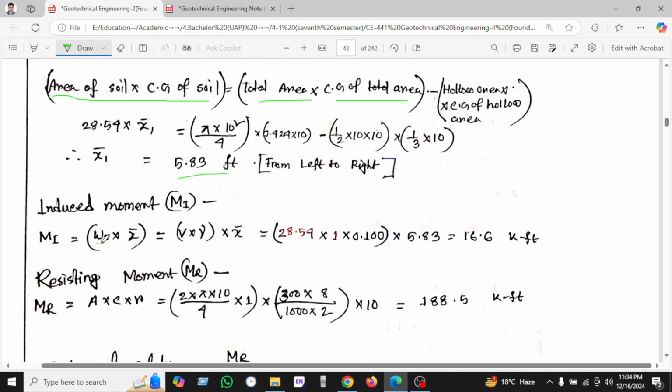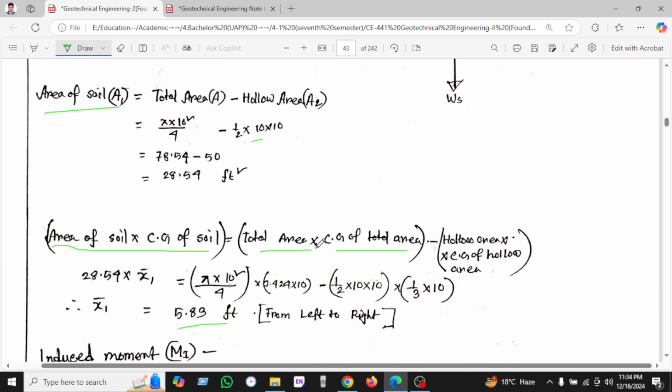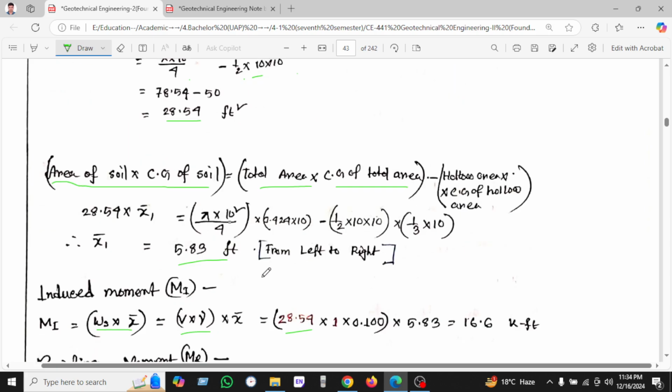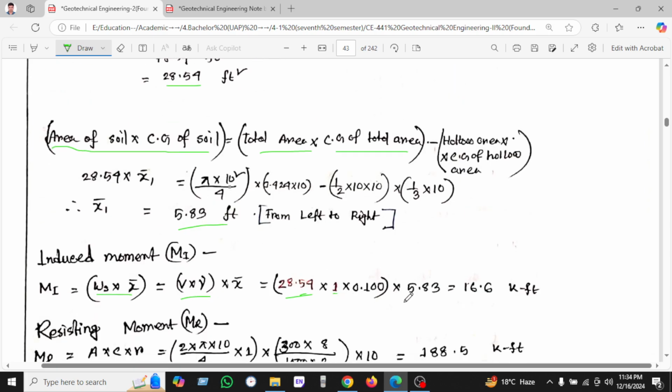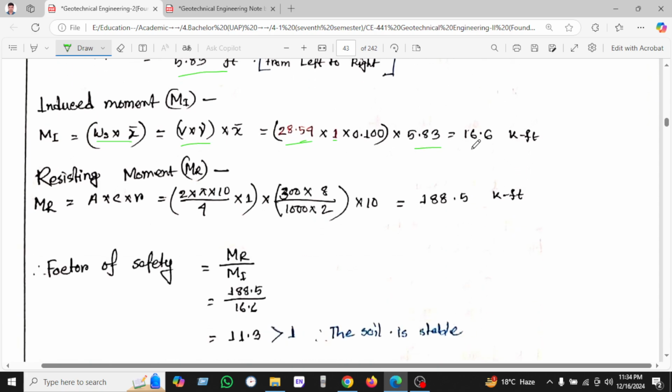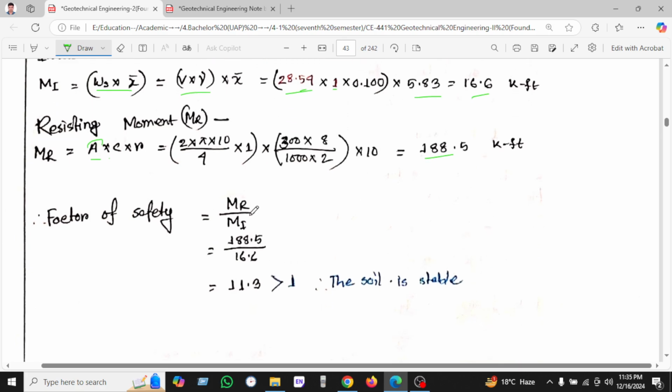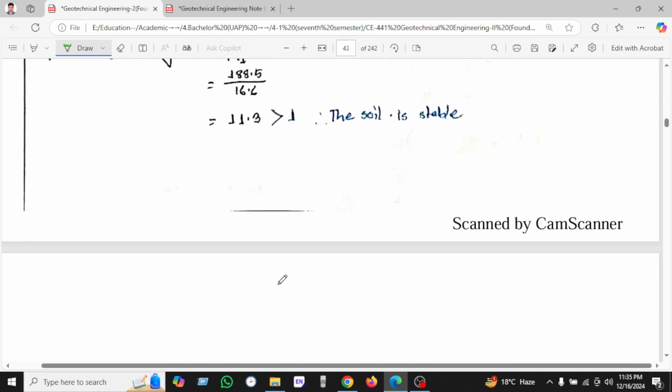The induced moment equals W into x bar. W is nothing but volume into unit weight of soil. So volume is 28.8. We have found 28.54, and 1 into x bar 5.83, and found 16.6. And resisting moment, a moment a bar, the white sloping zone, and CR. So we have found 188, and the factor of safety is resisting moment divided by induced moment, which is 11.3, which is greater than 1. So this soil is stable.